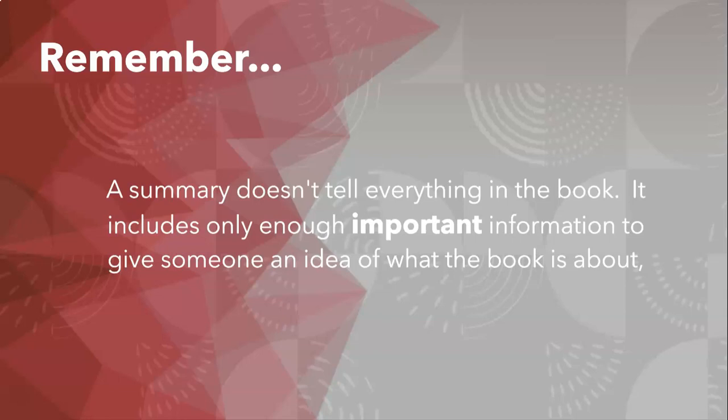mistake. That is a misunderstanding that a lot of students have when coming up with a summary. They want to tell all the different facts in the book, but that's really not necessary. So a summary does not tell everything in the book. It includes only enough, big word there, important information to give someone an idea about what the book is about, but in our own words. Right? We don't want to list all of the information in the text.